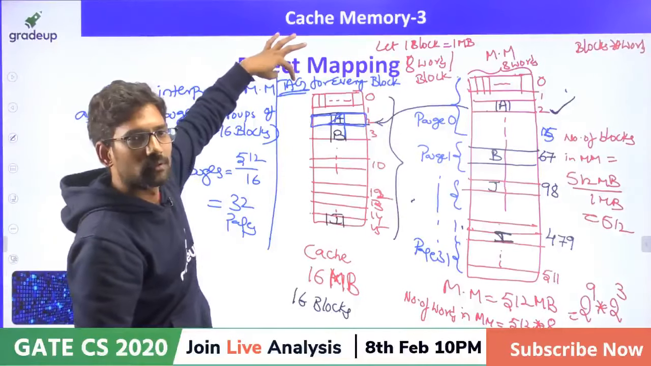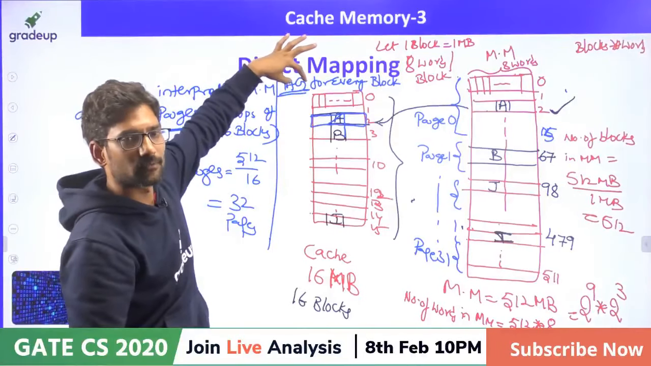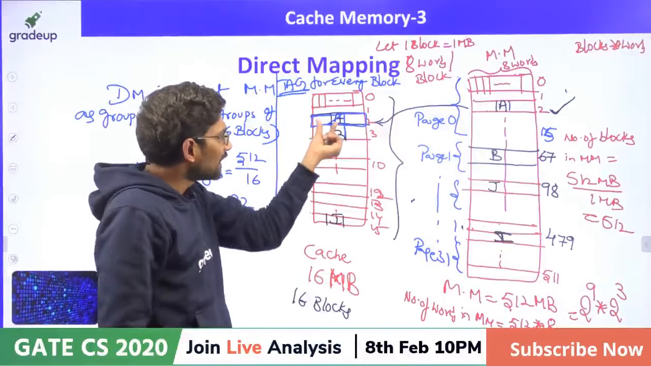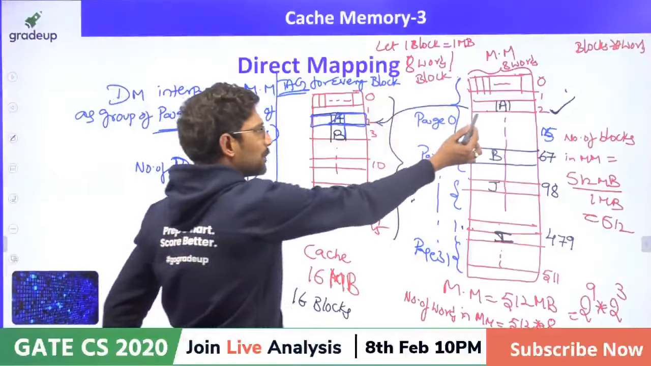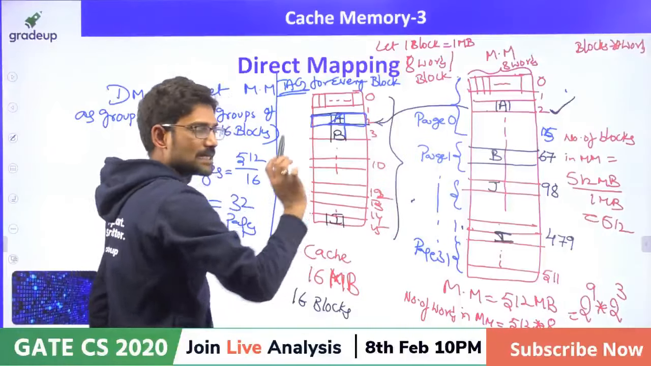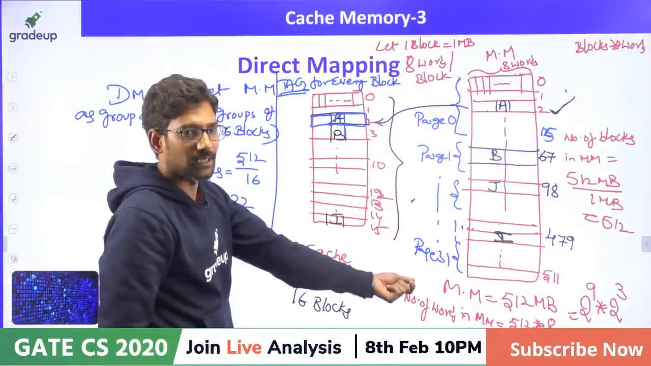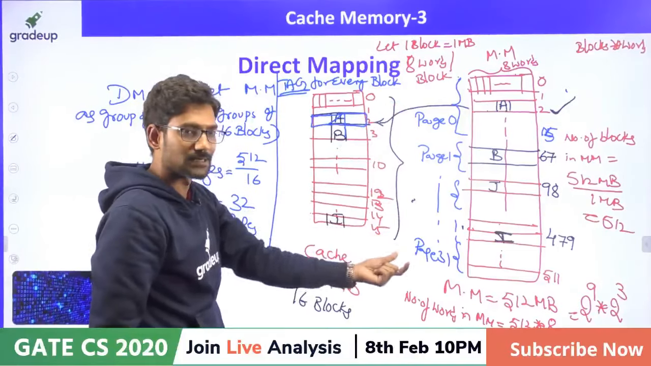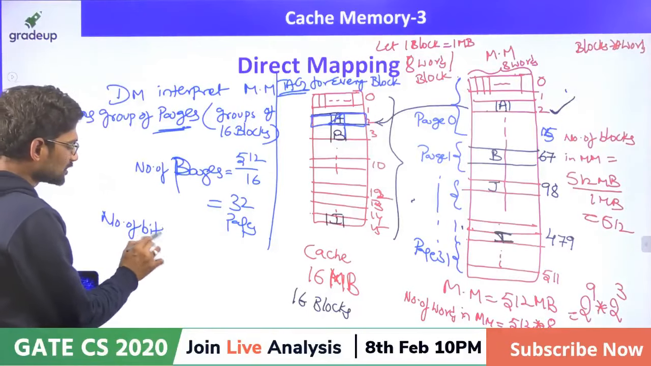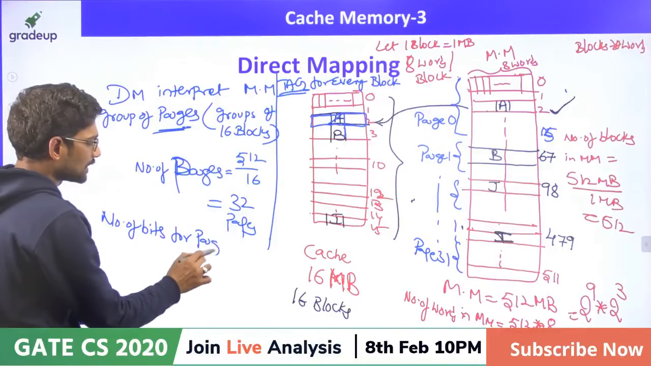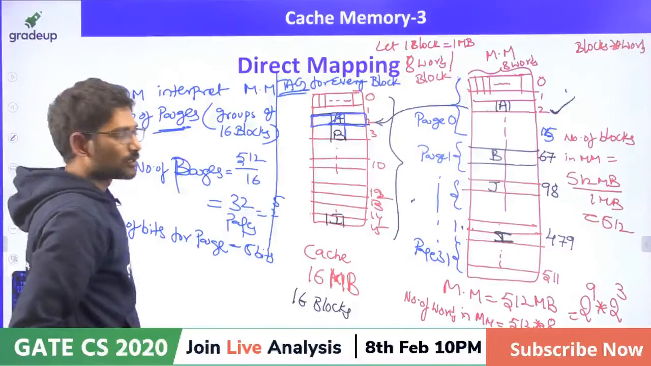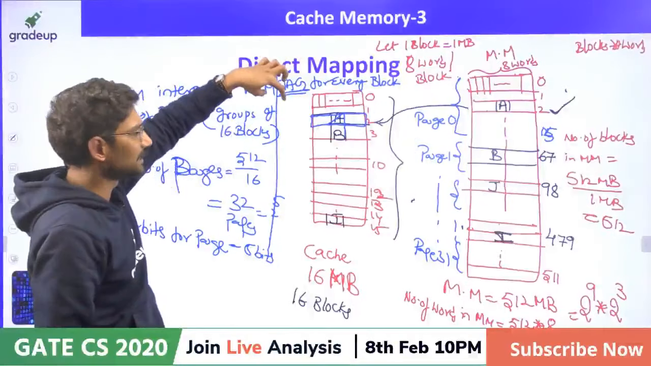Now, this tag will be what? From which page it was copied. When A is copied, A is copied from which page? Page 0. Total how many pages? 32 pages. So how many bits for the page number? As there are 2 power 5 pages, 5 bits, isn't it? So that page number is maintained as the tag.